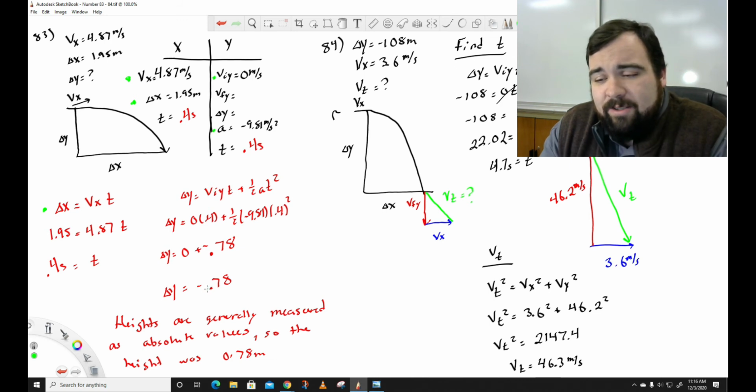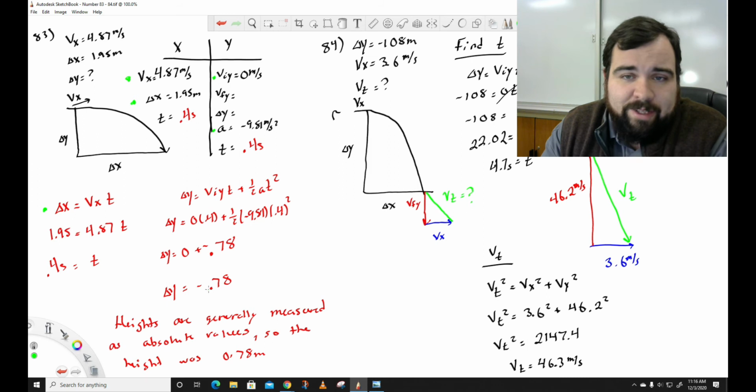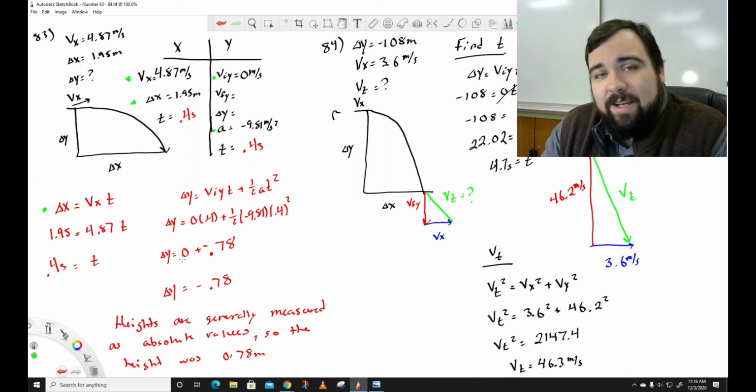Now, it asks what the height is that the ball is getting hit at. When we talk about heights, we generally refer to those as positive values, so we're looking at this as an absolute. The negative 0.78 is negative because it's from the racquetball's perspective. It is dropping 0.78 meters, so that's why it's negative. But in terms of a height measurement, we just plug it in as positive 0.78.